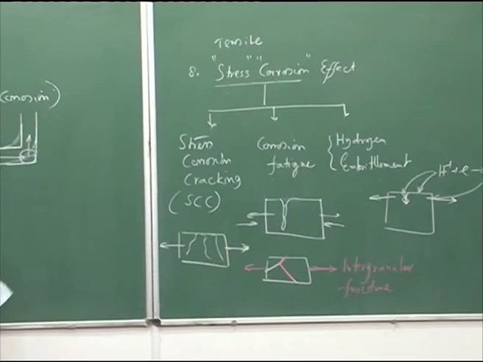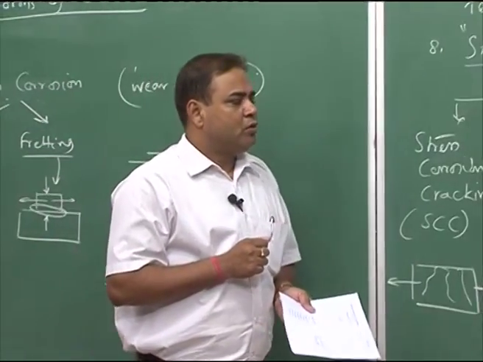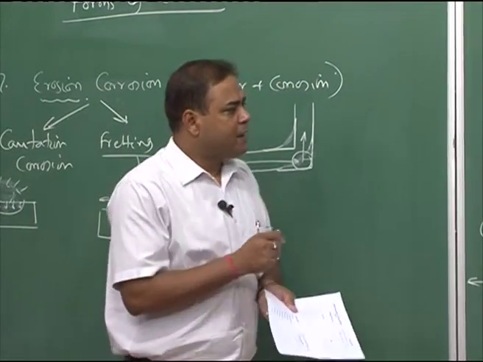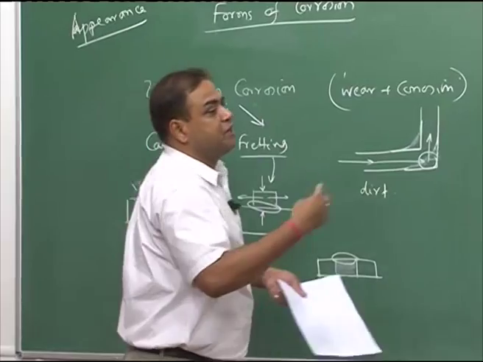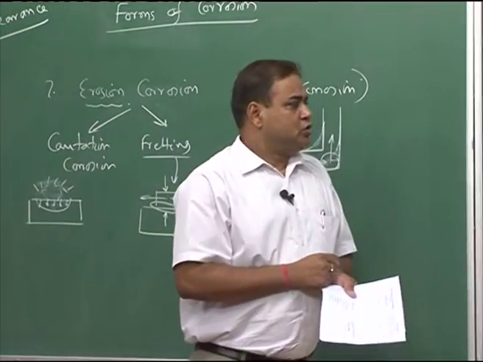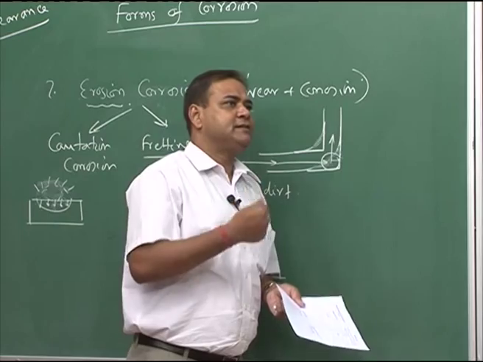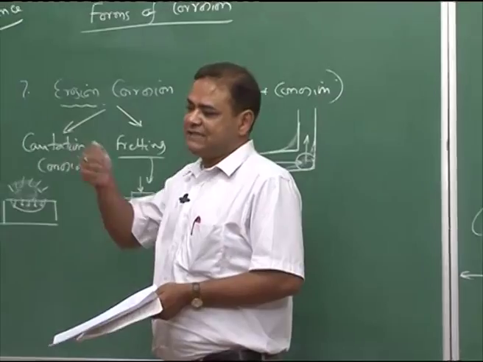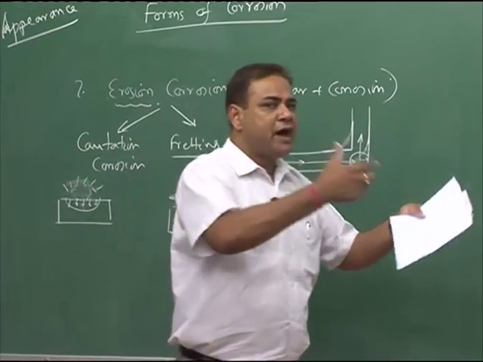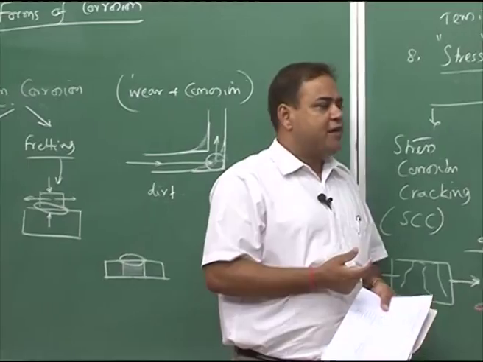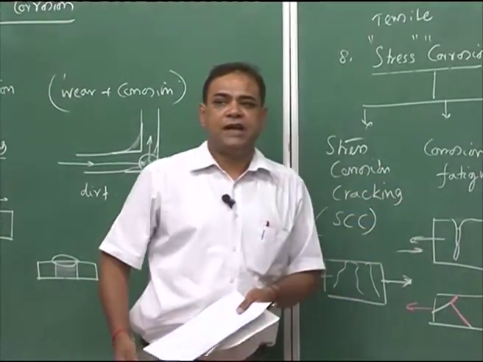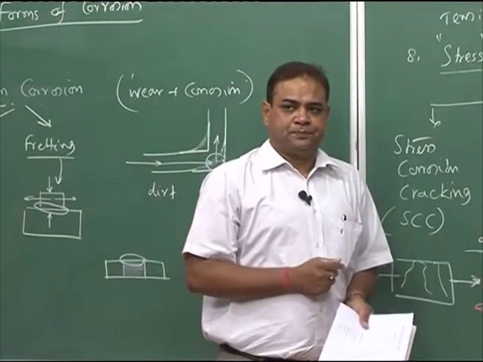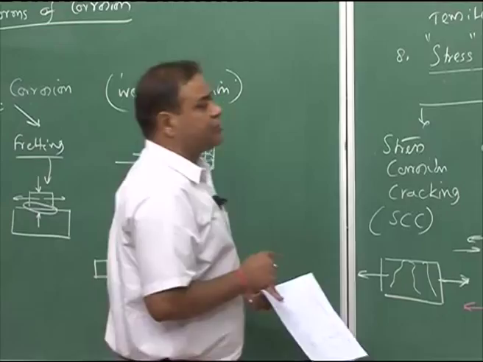So, we have 8 forms of corrosion, and those corrosions are categorized on the basis of appearance, but mind it, all the forms of corrosion are interrelated. Sometimes in a practical situation, it would be very difficult to say that this is this form of corrosion. Rather, we have to combine most of the forms of corrosion and then come to the conclusion that these are the effects which have led to this problem. So, these are the forms of corrosion.